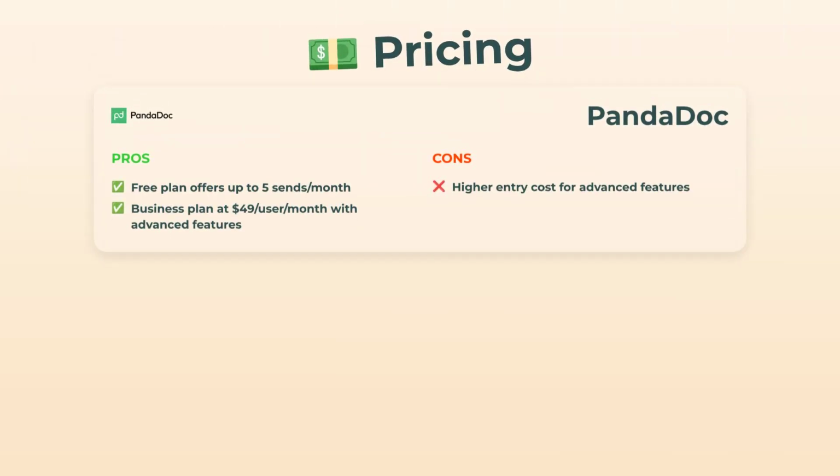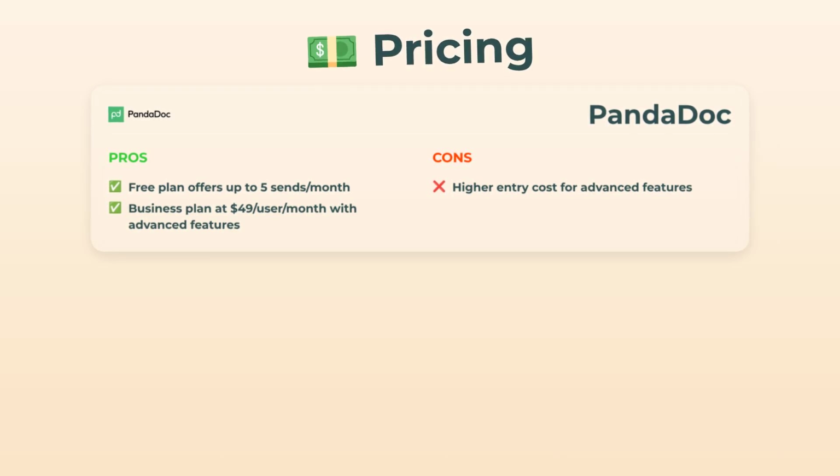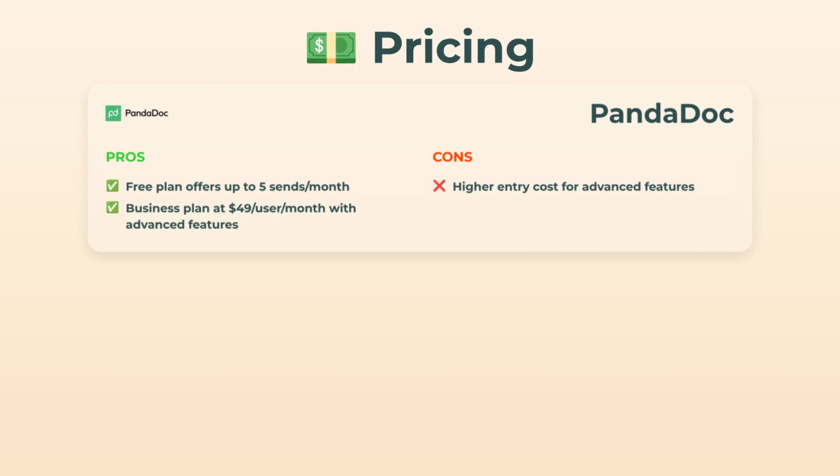Alright, first up, pricing. So let's start with PandaDoc. They do have a free plan, which, like, who doesn't love free stuff? You can send up to 5 docs a month, which is actually pretty generous. Step it up, and the business plan is $49 per user per month, and that gets you tons of advanced features. Now, I'll be honest, that price might make you blink if you just need something basic.